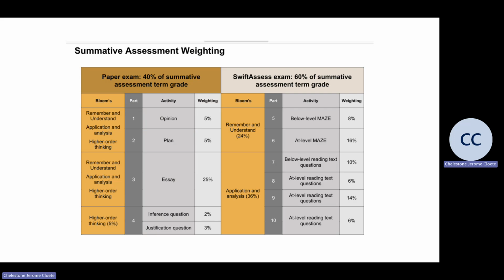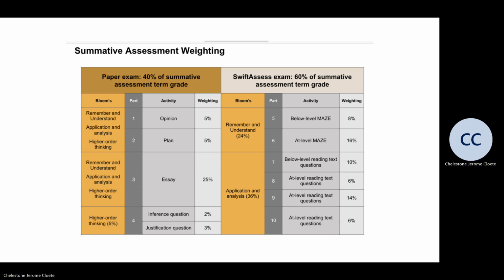So here's the outlay of the percentages or the weighting of each of the questions. Your part 1, which is your opinion question for your writing, would be 5%. Then your part 2, which is your plan, would also be 5%. Then your essay would be 25%. Yes, this is your extended response, right? Your inference question is 2%, and then your justification question would be 3%. All in all, this adds up to 40% for your paper exam.